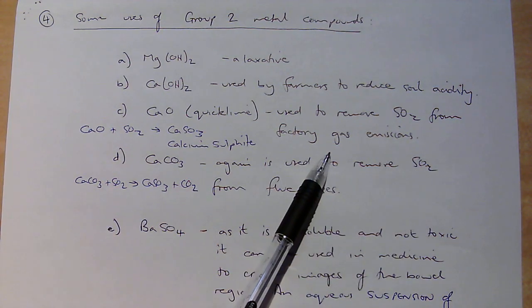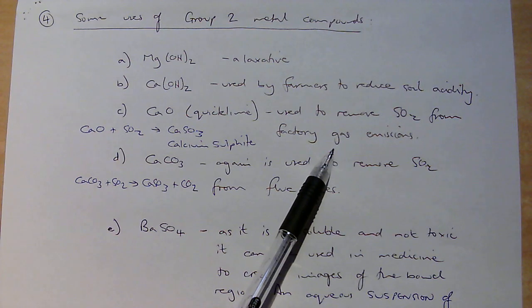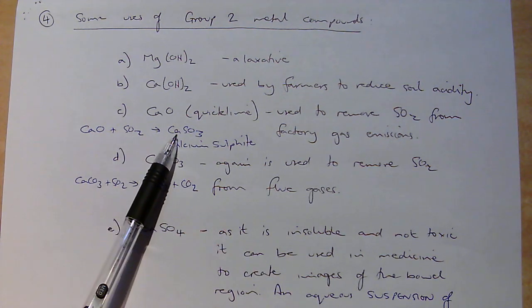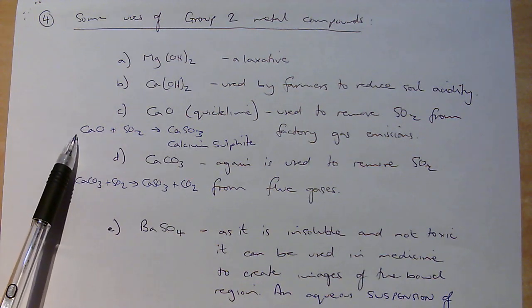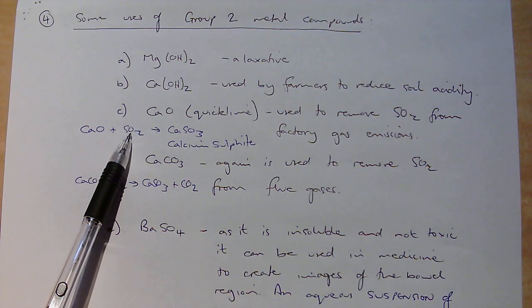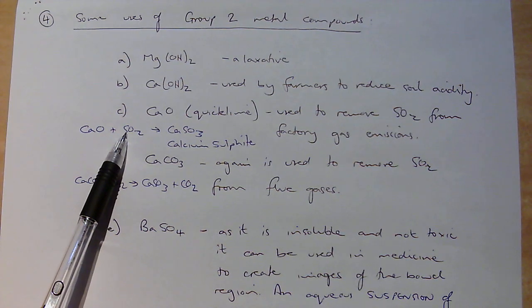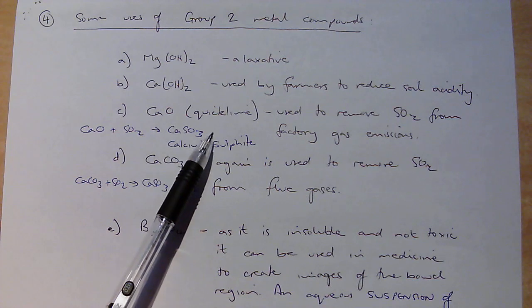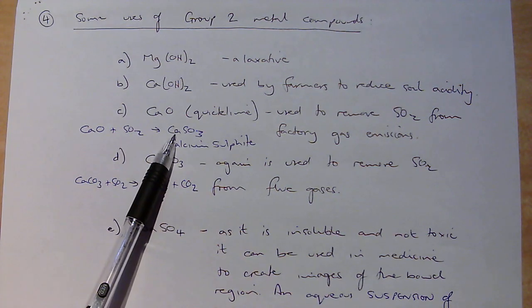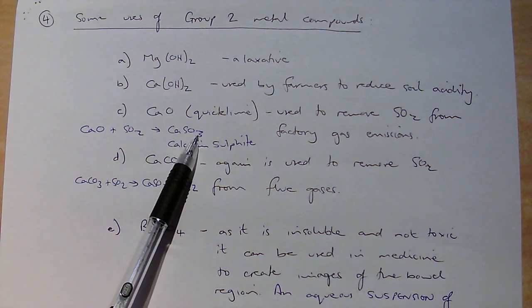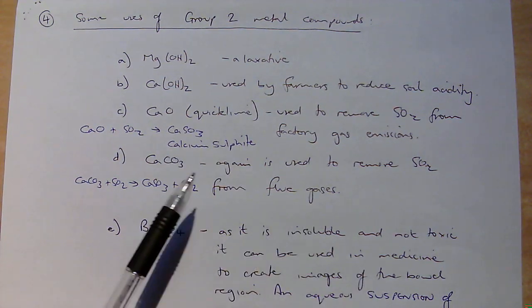Calcium oxide plus sulfur dioxide makes calcium sulfite. Calcium oxide is a metal oxide, so that's a basic oxide that reacts with sulfur dioxide, which is a non-metal oxide, so it's an acidic oxide. If that's a base and that's an acid, it's going to make a neutral salt, CaSO3, which is calcium sulfite. SO3 2- is the sulfite ion.